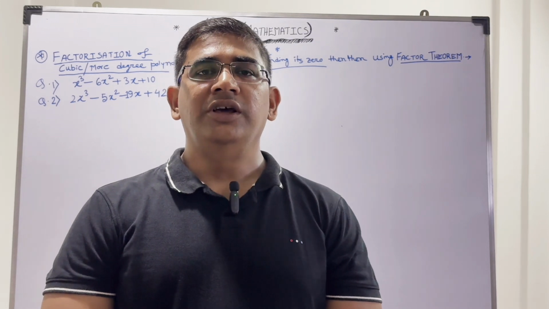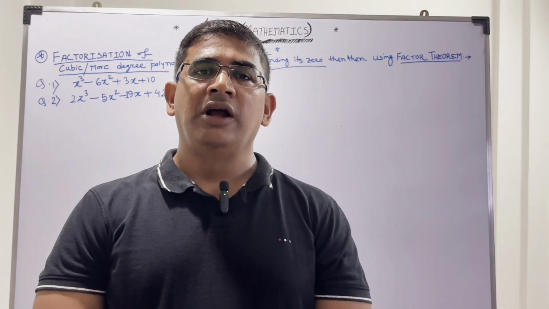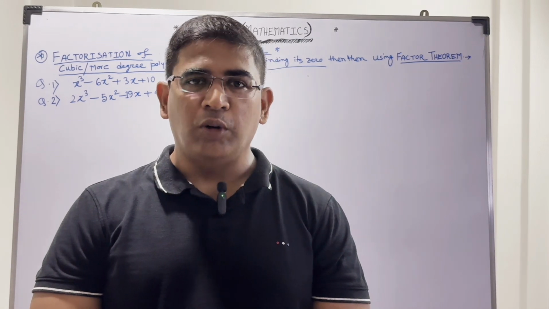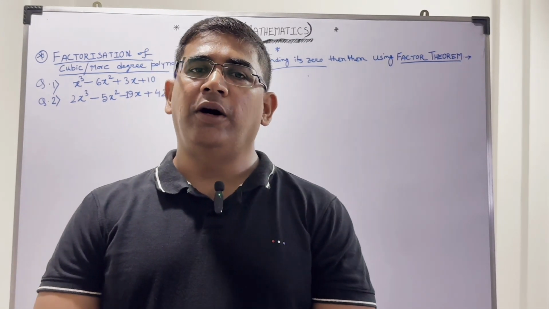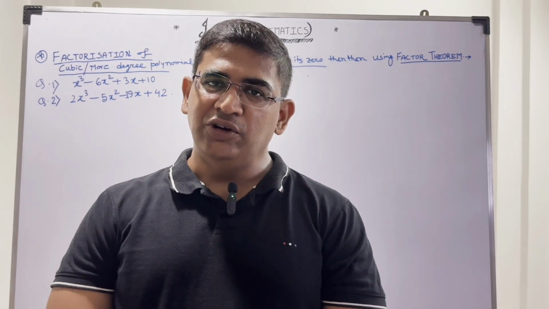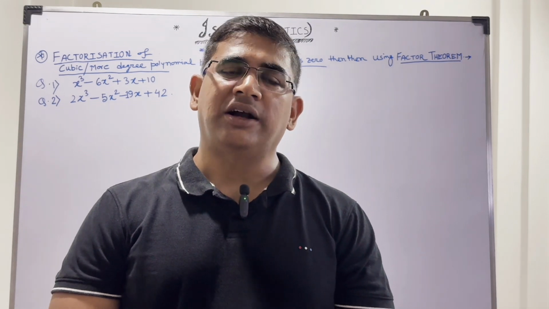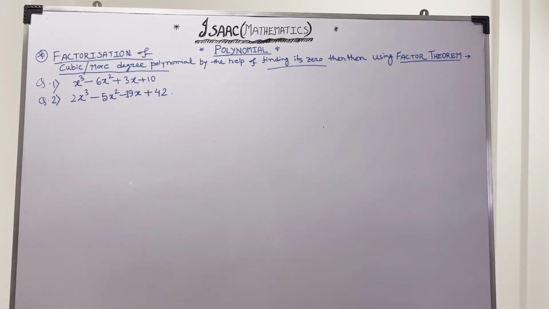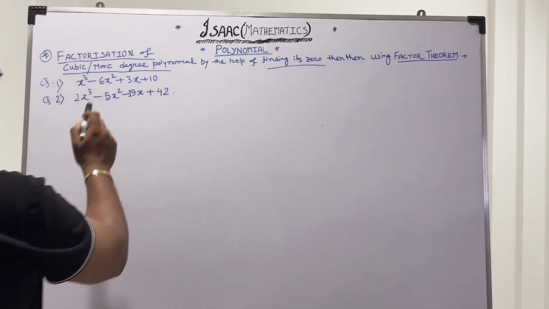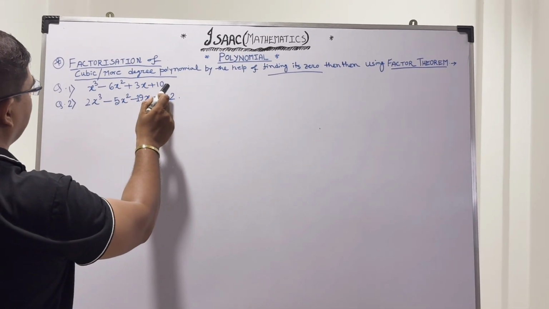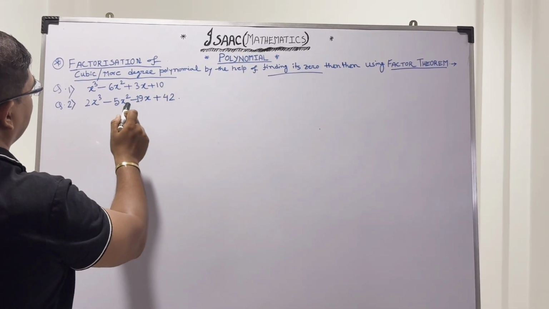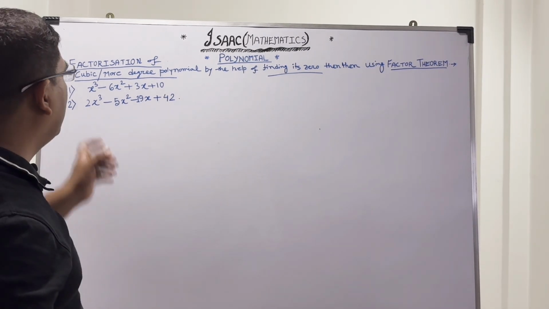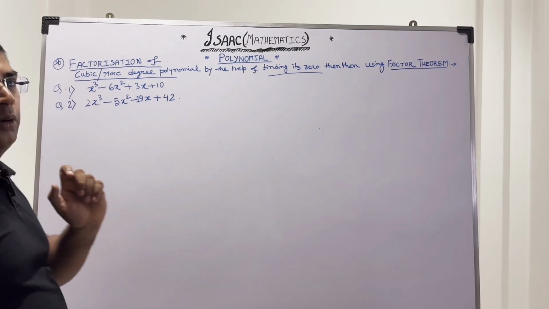Hello students, in this class we will learn how we can factorize cubic or higher degree polynomials with the help of finding their zeros and then using the factor theorem. Okay, so there are two problems. They are x cube minus 6x square plus 3x plus 10 and 2x cube minus 5x square minus 19x plus 42. So we have to factorize these two cubic polynomials.